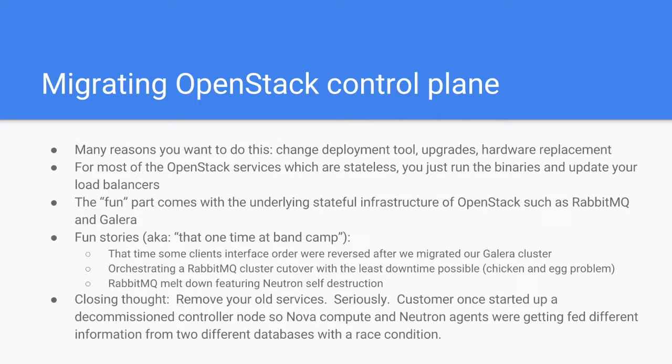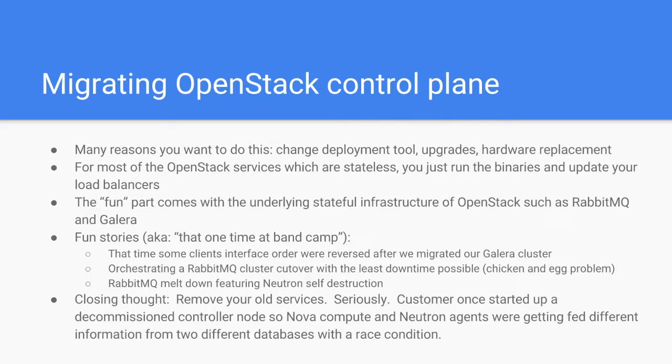Or you just want to replace your hardware, like the hardware that's running a specific service. Most of the services in OpenStack are stateless. All you have to do is just launch a new instance and everything will be okay. The fun part of it is the infrastructure that uses OpenStack. So when we talk about RabbitMQ, when we talk about the Galera cluster, those pretty much are the biggest pains ever. So here's where maybe we talk about fun stories.